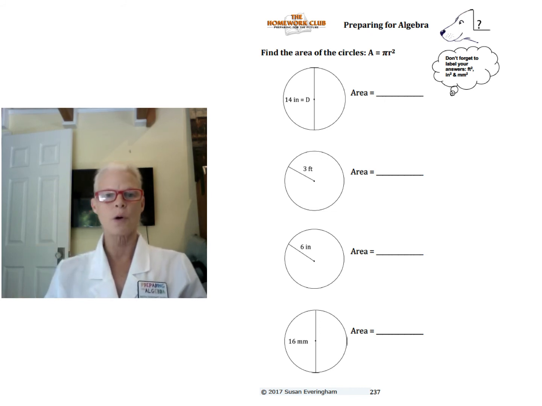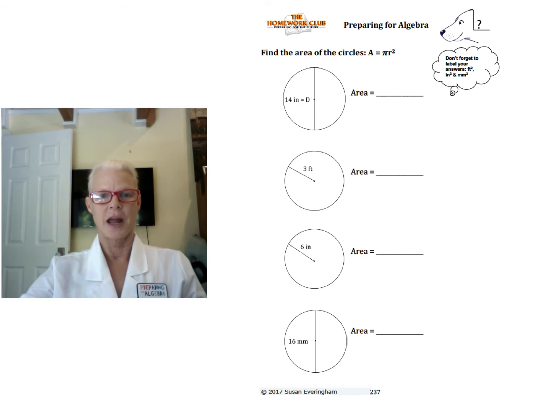So answer these 4 problems. Don't forget to label in squared, millimeters squared, feet squared, wherever you need to go here. And we will move on to parallelogram areas on the next page.